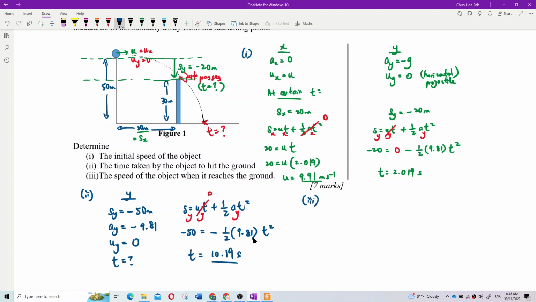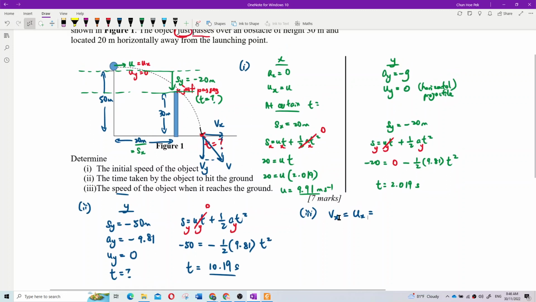Question 3. What's the speed when it reaches the ground? Speed means a scalar quantity, no need for direction. If velocity, you need to give direction, the angle. That means you want the final velocity v over here, the final speed, which has vx and vy. Understand? Vx and vy. So how to do this question? So vx, you okay already? vx is equal to ux, right? vx is equal to ux.